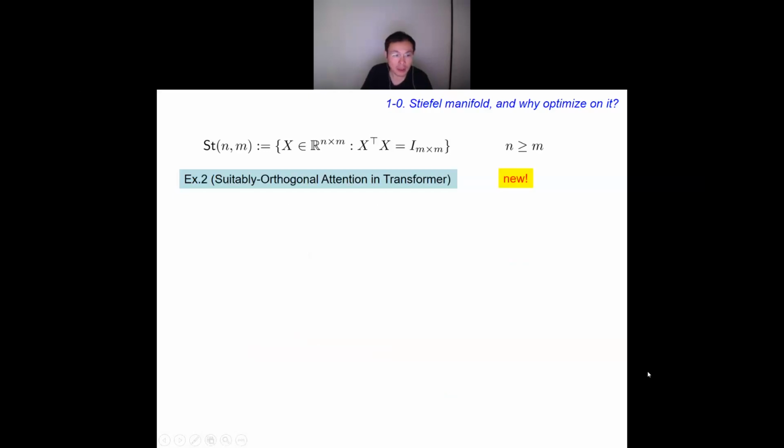Okay, finally, I want to spend a sufficient amount of time on this because this is new to us. This is actually newly introduced by us. This is the last example that I wanted to use to motivate the Stiefel manifold optimization. It's based on an attempt to improve the transformer.